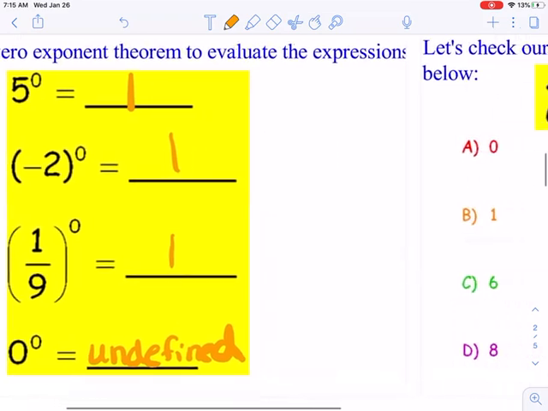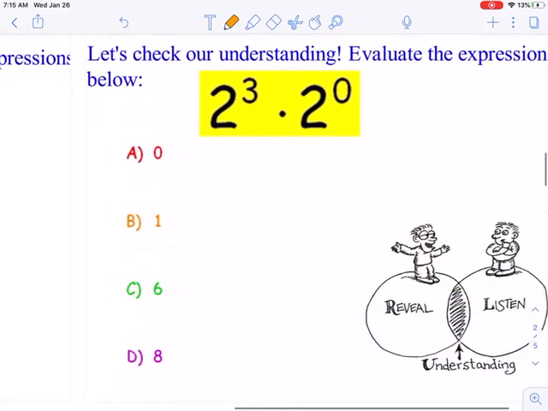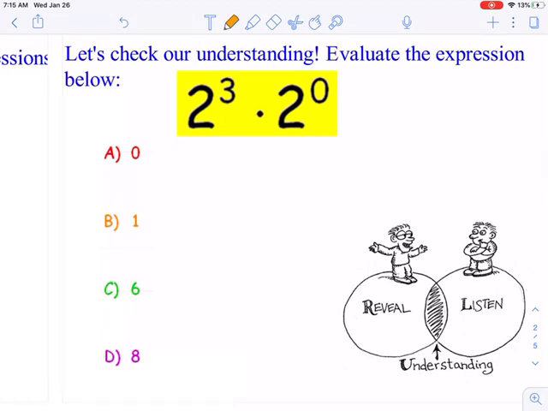So let's go ahead and check our understanding here. It says evaluate the expression 2 to the 3rd times 2 to the 0. So this goes back to PEMDAS, right? PEMDAS says we have to figure out our exponents before we deal with the multiplication. So 2 to the 3rd, that's 2 times 2 times 2, so that's going to give me 8, times, I also have to evaluate this exponent here, 2 to the 0. We just said anything to the 0 power is 1. So we get 8 times 1, which gives us 8.